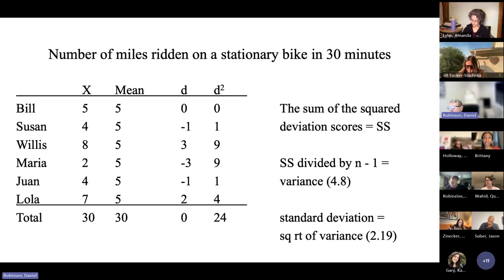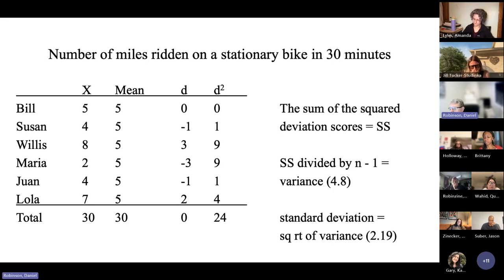And then if I want to calculate the variance, it is the sum of squares divided by n minus 1. And so n minus 1 here is 6 minus 1, which is 5. If I take that 24 and I divide it by 5, I get 4.8, which is my variance. Now, that is the formula for a variance for a sample. And the sample is always divided by n minus 1. If I wanted the variance formula for a population, I would just divide it by n.